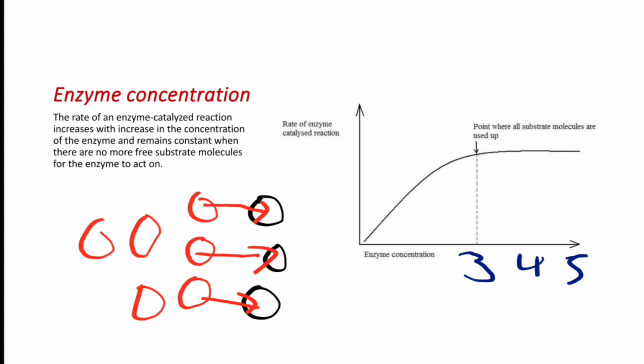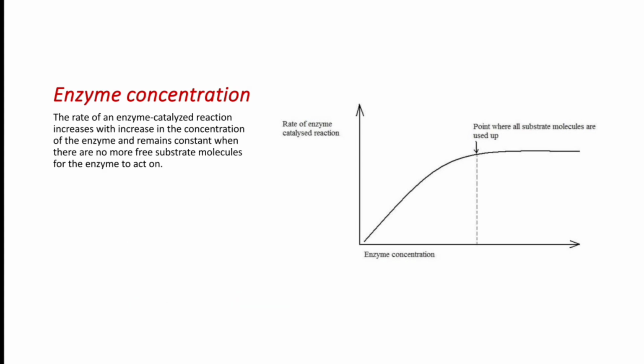So that's how enzyme concentration affects enzyme activity. So the rate of an enzyme catalyzed reaction increases with increase in concentration of the enzyme and remains constant when there are no more free substrate molecules for the enzymes to act on. I hope that is clear. So that's how enzyme concentration affects enzyme catalyzed reaction.